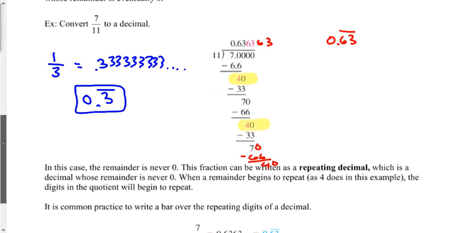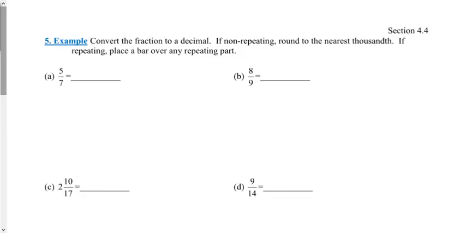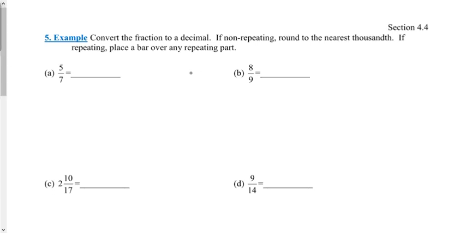All right, let's take a look at just a few more examples, and then we'll wrap it up here. So we do have some long division to do. Let's get cracking. Now, I actually want to pay really close attention here to the directions because it says convert the fraction to a decimal if non-repeating, round to the nearest thousandth.